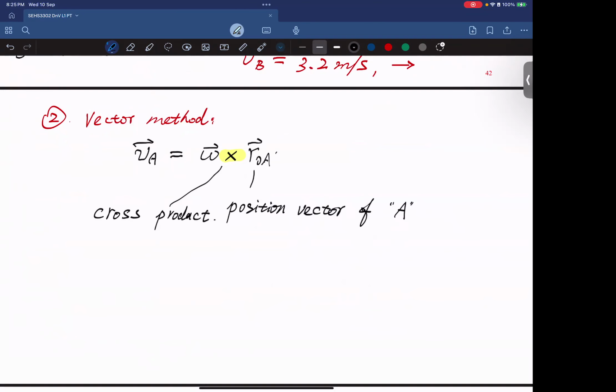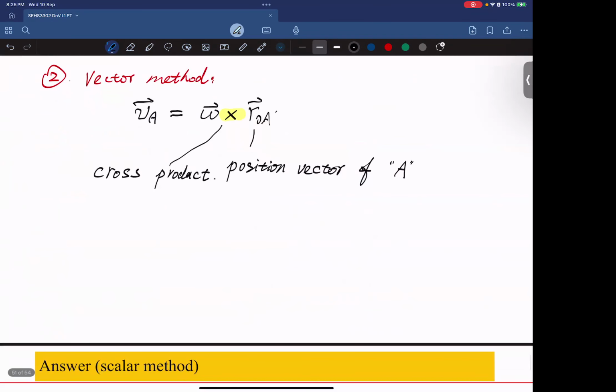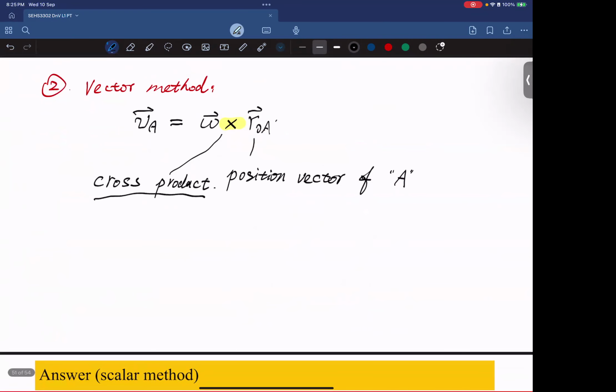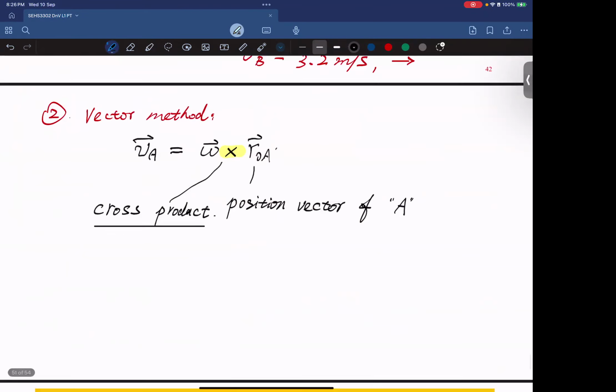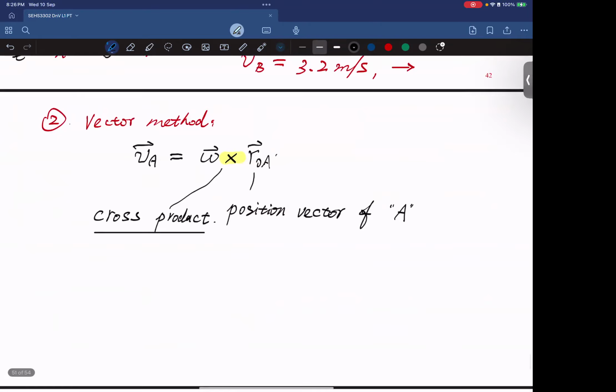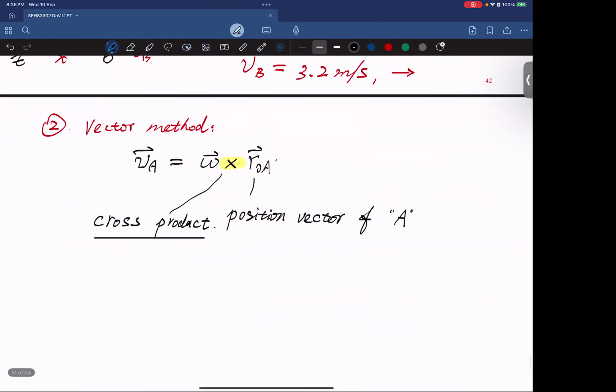A cross product of 2 vectors. So for the cross product, currently there's no need to go further. We just review what we need.